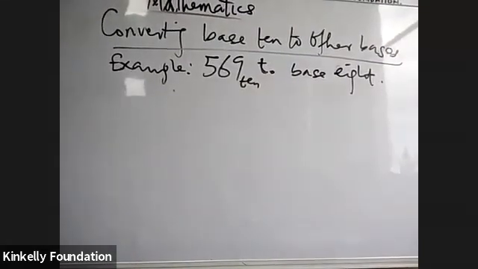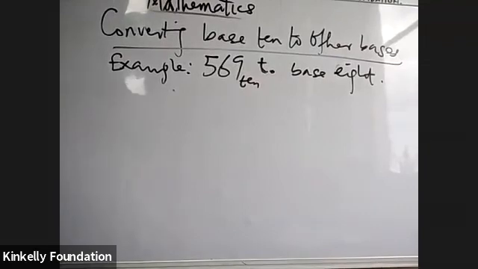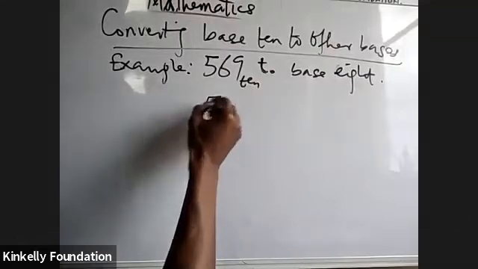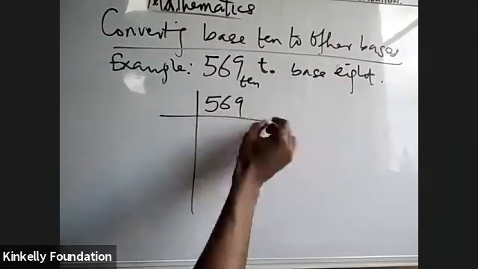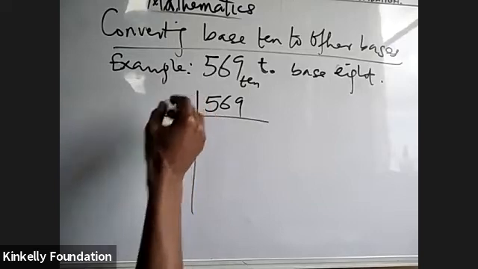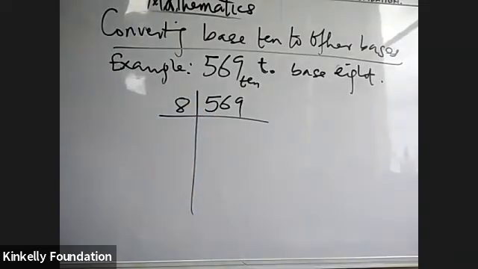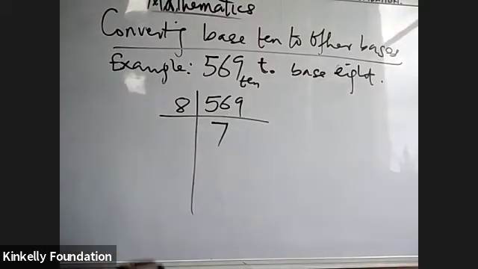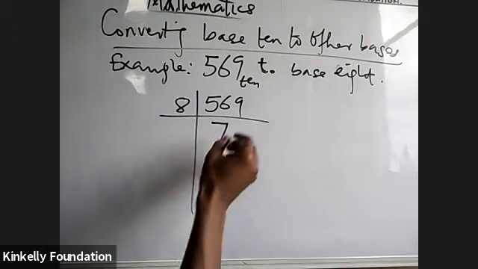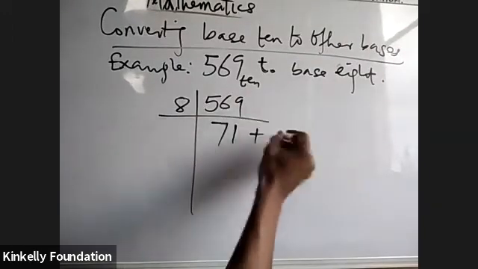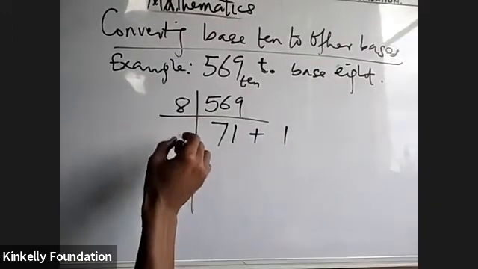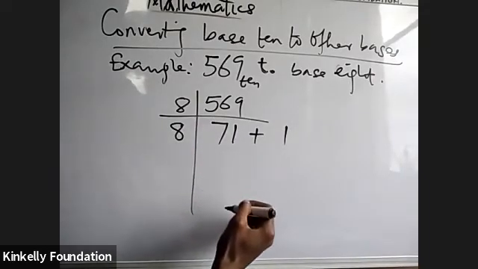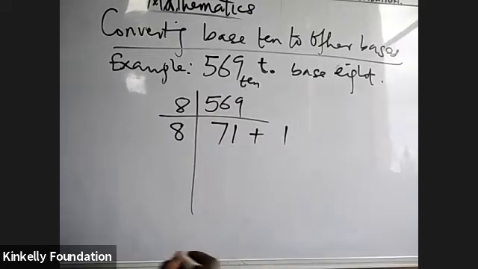To convert 569 base 10 to base 8, you keep dividing 569 by 8. We have 569 divided by 8. 8 into 56, what do we have? 7. 7, 8 into 9, we have 1 remaining what? 1. Then 8 into 71, we have what?